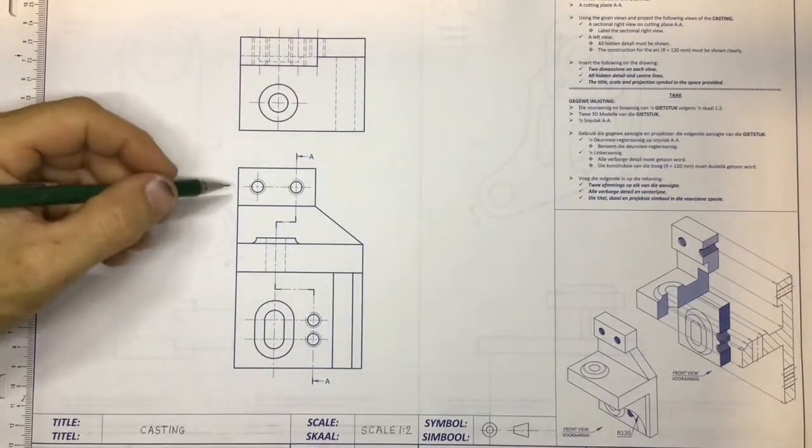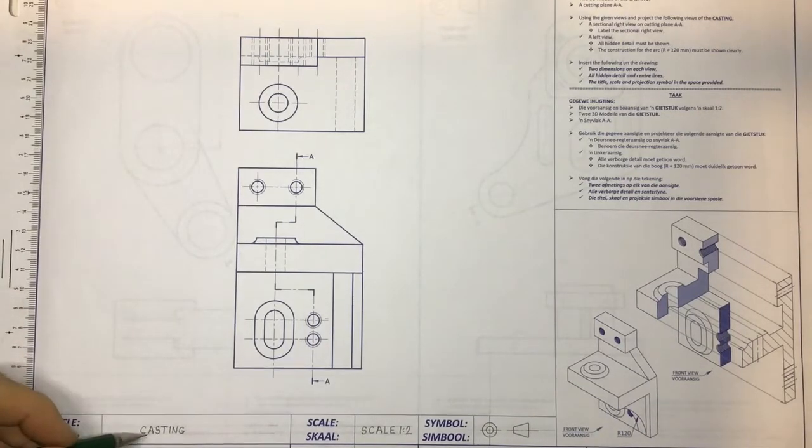Right, what we're going to look at here, first of all, is do the labeling down at the bottom. It says you must put casting as the title. It's a scale 1:2, which means this thing is double its size in real life. And over here you have the projection symbol showing a third angle orthographic projection.